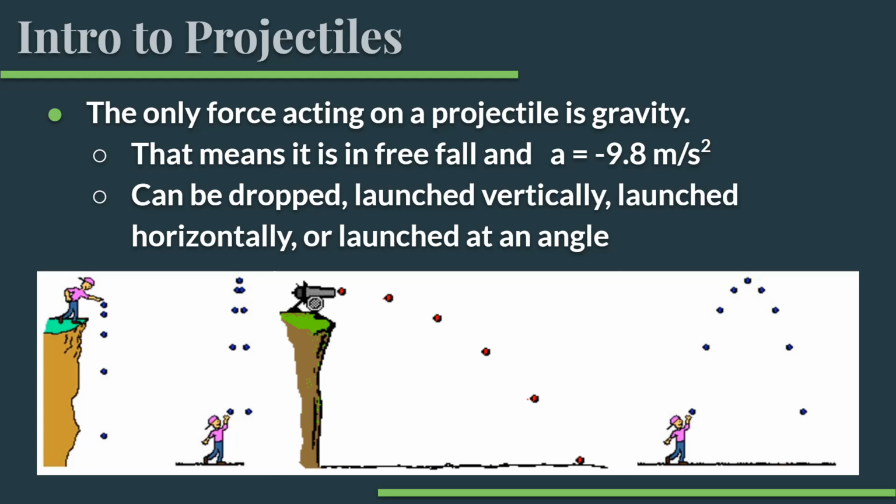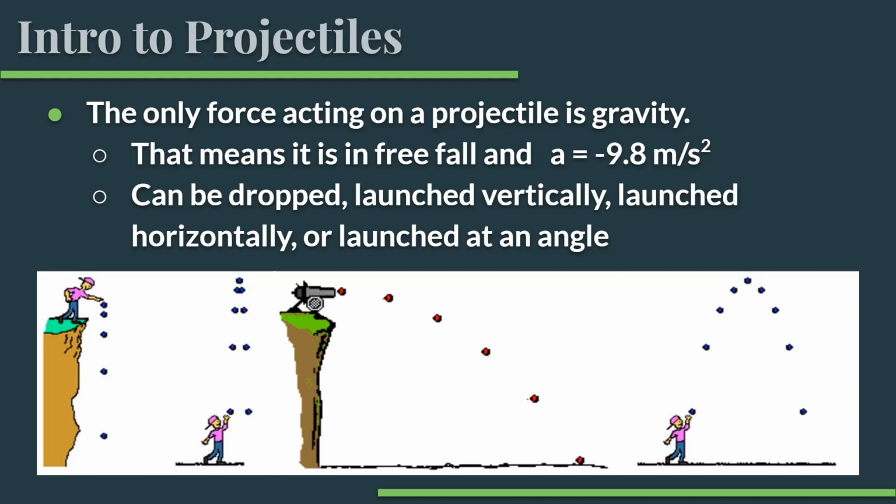But before we get there, just as a reminder, the only force acting on a projectile is gravity. Okay, it's an object in free fall. We talked about objects in free fall. The only force acting on an object in free fall is gravity, which means that we know the acceleration of these objects. We know that these objects are accelerating due to gravity, which means they all have an acceleration of 9.8 meters per second squared toward the ground, or you can round that off to 10 meters per second squared toward the ground.